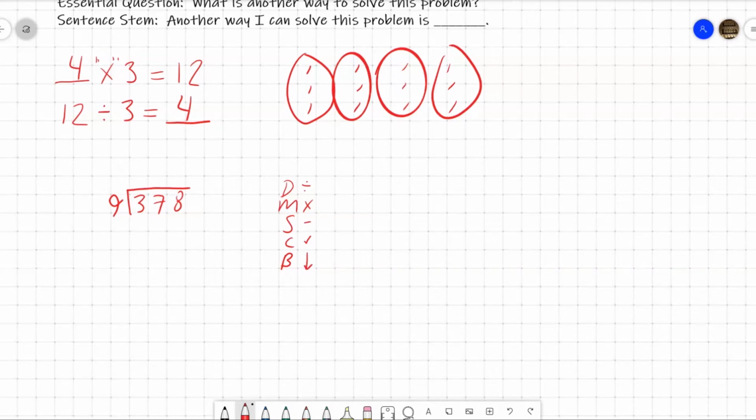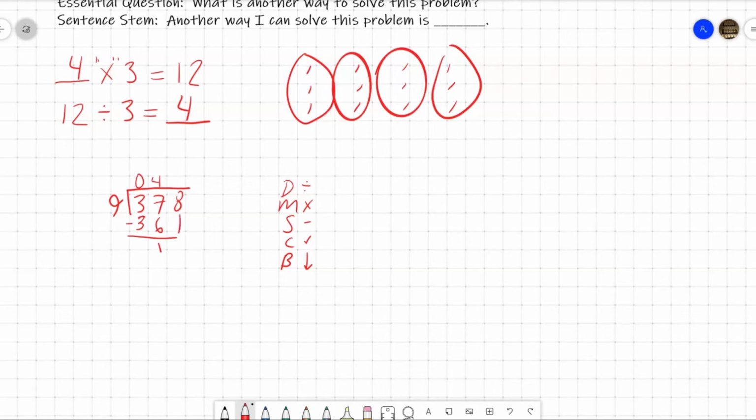First, I have 3. How many 9s are in 3? There are 0 9s in 3, so then I can move on. 37. How many 9s are in 37? 9 times 4 is 36. So then I divided first of all. Now I multiply. 4 times 9 is 36. Then I subtract. It gives me 1. I check. Is 1 less than 9? Yes, it is. I'm good to move on.